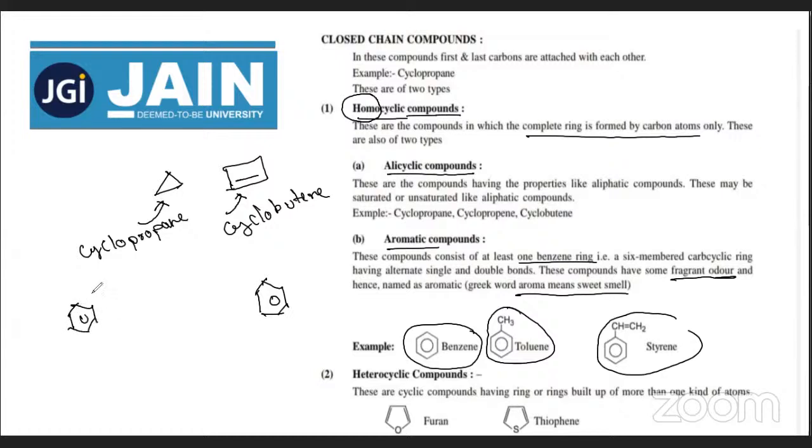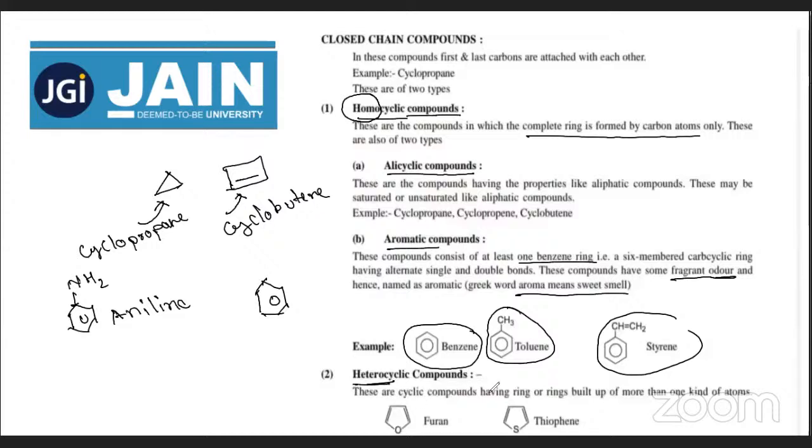If you're trying to attach NH2 on the benzene ring, the name is aniline. If you're trying to attach SO3H, it is sulfonic acid. If you have NO2, it's nitrobenzene. So a lot of namings are there. So this is homocyclic, which will only contain what? Carbon atoms. So next is heterocyclic.